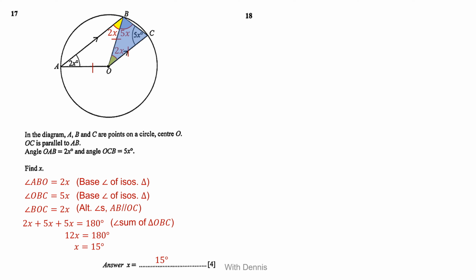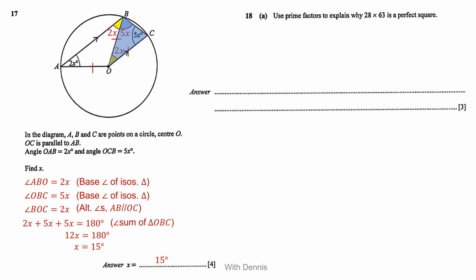Next, question 18. A. Use prime factors to explain why 28 times 63 is a perfect square. 3 marks. So first, we need to write down the product of prime factors of 28, which is 2 square times 7, and the product of prime factors of 63, which is 3 square times 7.